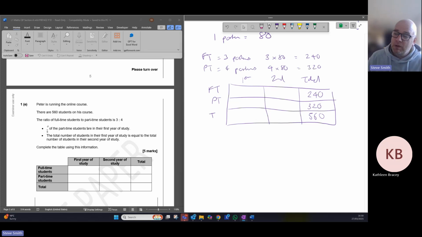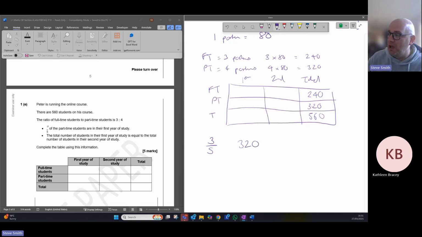It says there, and this is where sometimes I think the maths exam becomes an English exam, because it's like, why have you given me words? Just tell me in numbers what I've got to do. It's saying 3/5 of part-time students are first years. We know part-timers is 320. Okay, we need 3/5 of that number without a calculator.